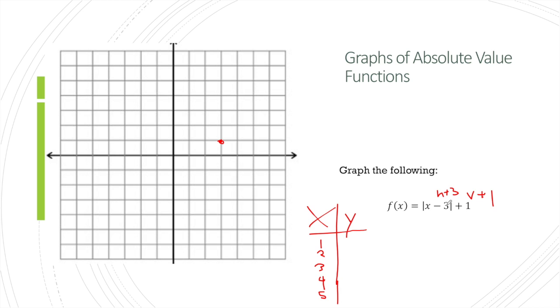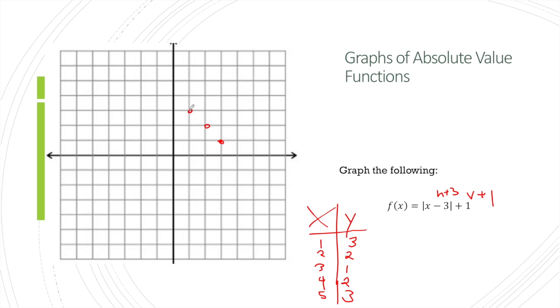So when x is 1, 1 minus 3 gives me a negative 2. The absolute value of negative 2 is 2. 2 plus 1 is 3. When x is 2, 2 minus 3 gives me negative 1. The absolute value of negative 1 is 1. Plus 1 gives me 2. If my x value is 3, 3 minus 3 gives me 0. Well, the absolute value of 0 is 0. Plus 1 is 1. And I know I'm going to have some symmetry here.